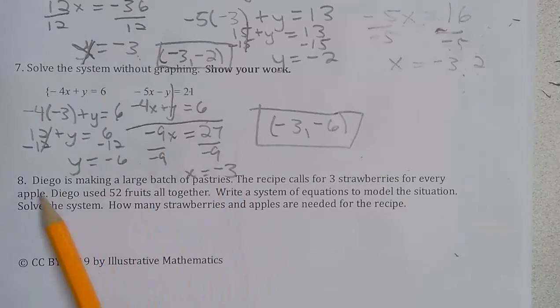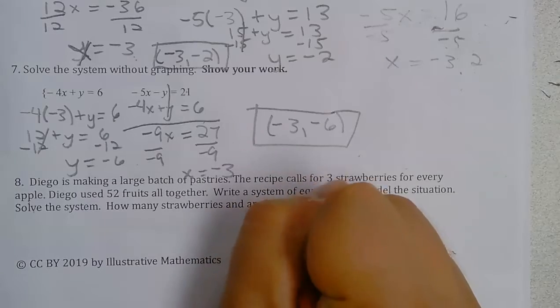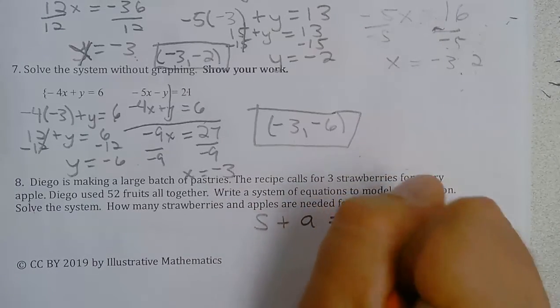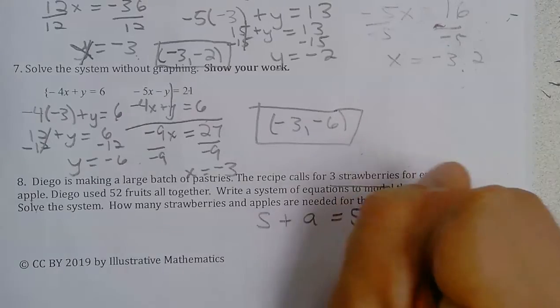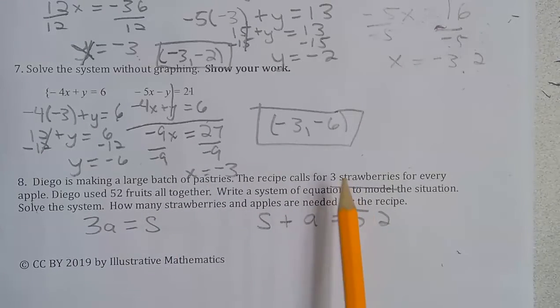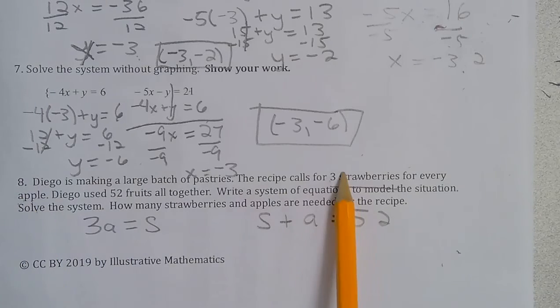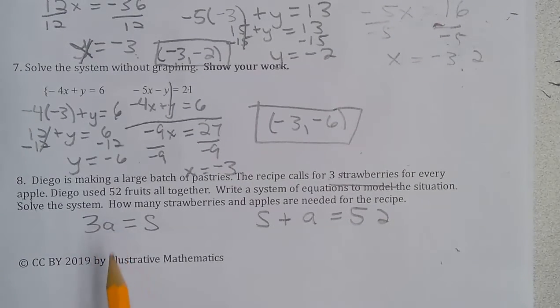And then our last problem here is an application. So Diego is making a large batch of pastries. She has 3 strawberries for every apple, and she uses 52 fruits altogether. So here, I'm going to say that the strawberries plus the apples is equal to 52. Now, she has 3 strawberries for every apple. So what that means is if I take 3 times the number of apples, it equals strawberries. That can be a little confusing because you see 3 strawberries and 1 apple. But in order to make them equal, you need to multiply the number of apples by 3, and it'll equal the number of strawberries.